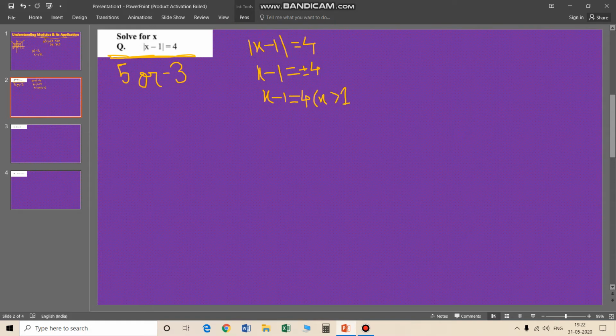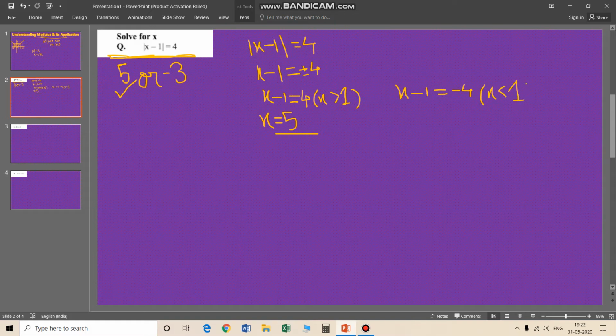This is the condition to be held here, and we will find x equals 5, and this condition will fairly hold in this place. So 5 is the correct answer. 5 is already got. Then we can write x minus 1 is equal to minus 4 when x is less than 1.